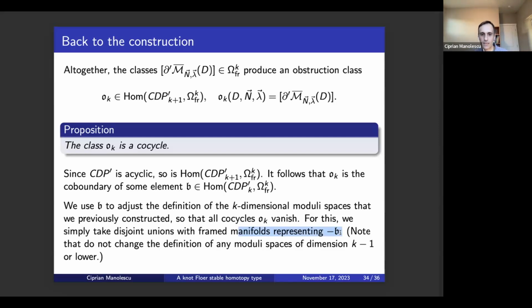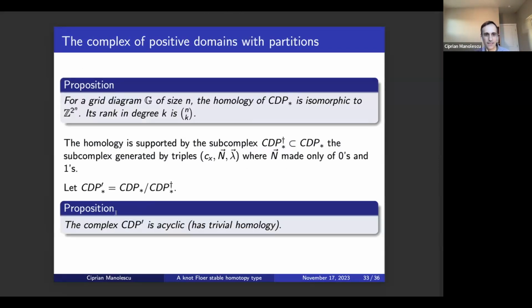This is inspired by what Lipshitz and Sarkar did for Khovanov homology. They constructed this in a similar way, and they had again some obstruction cocycle, and they showed that the homology of that was 0. Our homology was not quite 0. But we construct the part of the moduli spaces where the homology is not 0 by hand, and then we construct the rest inductively on dimension, because this is acyclic.